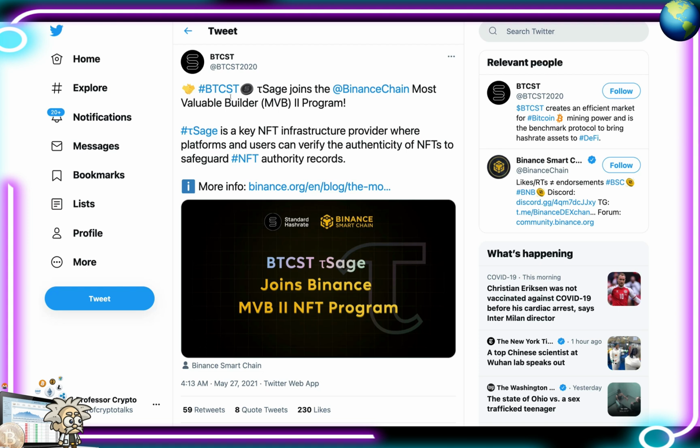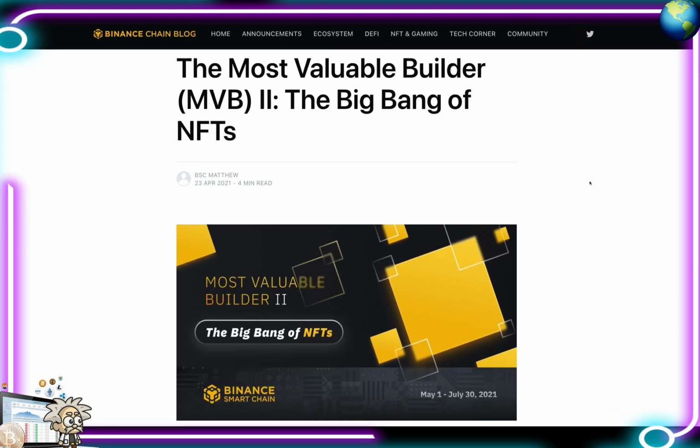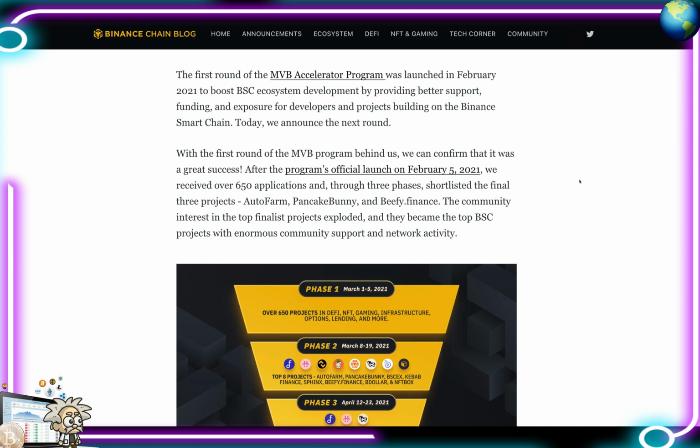The tweet reads, BTCST TAO Sage joins the Binance Chain Most Valuable Builder, MVB 2, program. TAO Sage is a key NFT infrastructure provider where platforms and users can verify the authenticity of NFTs to safeguard the NFT authority records. The full article on this, guys, is actually on Binance.org, which is a huge name in the cryptocurrency industry. So when we go over what they're talking about, the first round of the MVB Accelerator Program was launched in February 2021 to boost the BSC ecosystem development by providing better support, funding, and exposure for developers and projects building on the Binance Smart Chain.